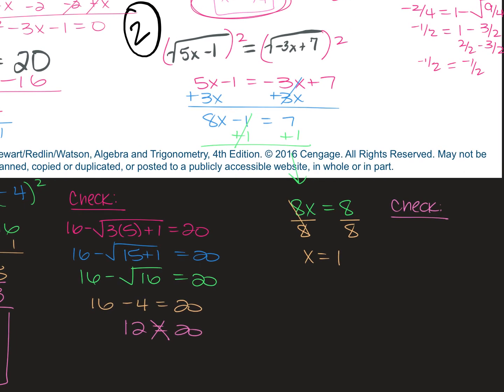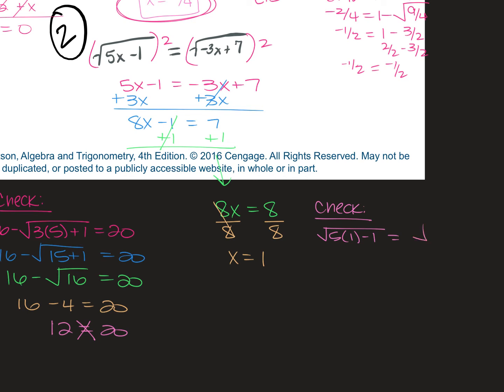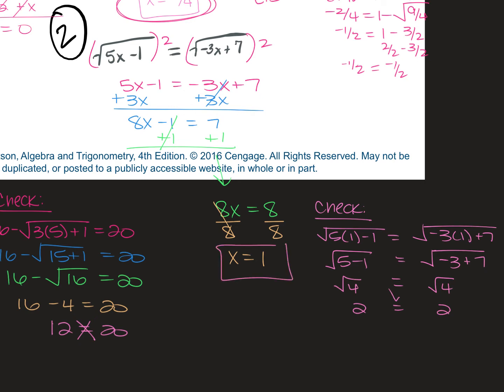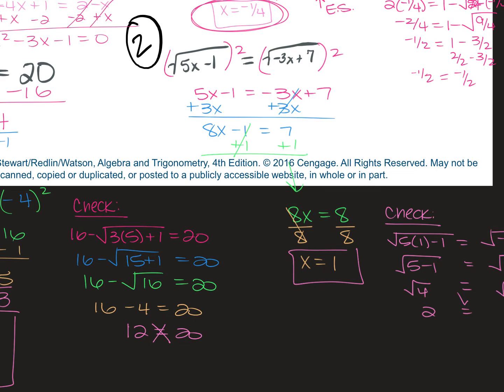We have the square root of 5 times 1 minus 1 is equal to the square root of negative 3 times 1 plus 7. The 5 times 1 is 5, 5 minus 1 is 4, and the square root of 4 is 2. For the other square root, you have negative 3 times 1, which is negative 3, plus 7 is the square root of 4. That's 2. These two are equal to one another, so that x is equal to 1 is definitely a solution.